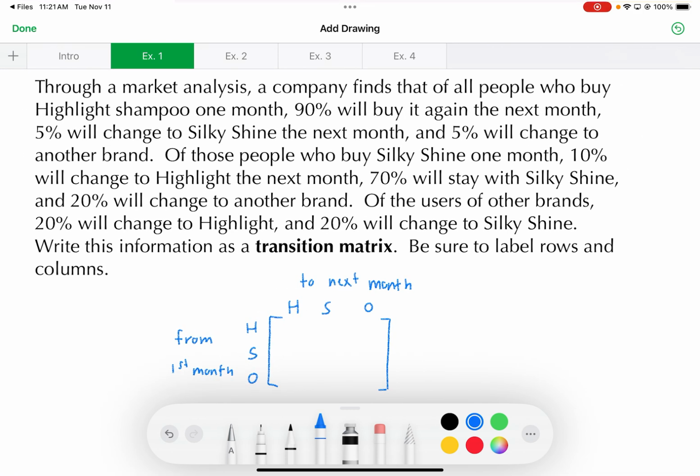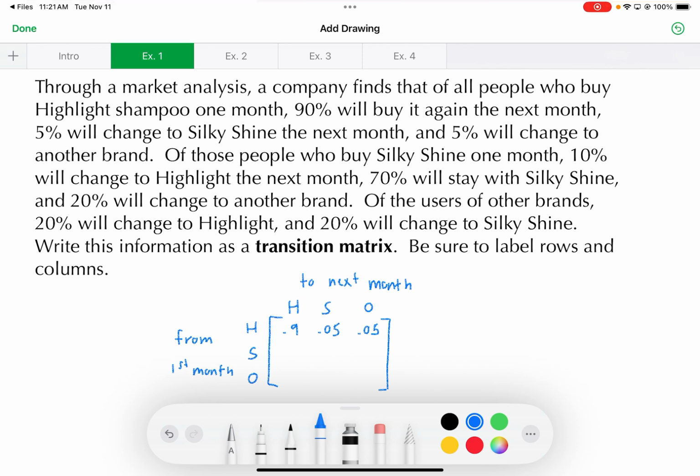Okay, so it says for Highlight shampoo, 90% are going to buy it again. So you started with Highlight shampoo, the next month you're going to stay with Highlight shampoo. So we're going to put a 0.9 right there. 5% are going to change from Highlight to Silky Shine, so 0.05 there. And then another 5% are going to switch to some other brand. Okay.